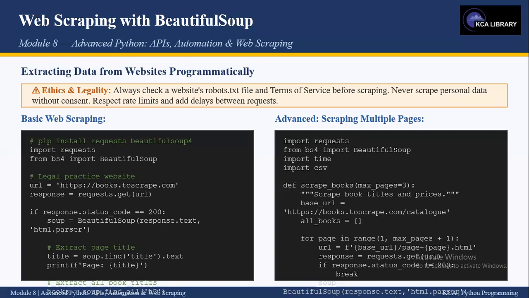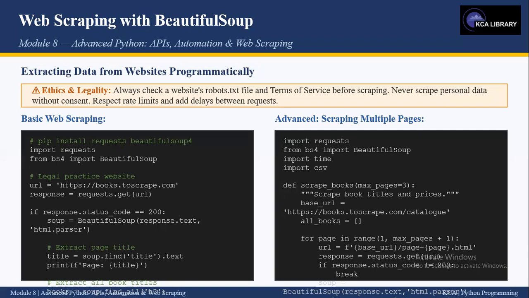In the basic example, we scrape the books.toscrape.com practice website, a site specifically designed for scraping exercises. We use the find function to locate a single element and the find_all function to retrieve multiple matching elements, such as all book titles and prices on the page.